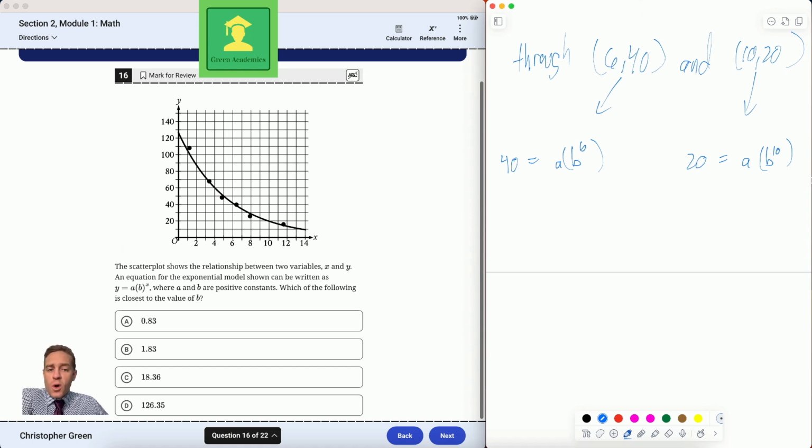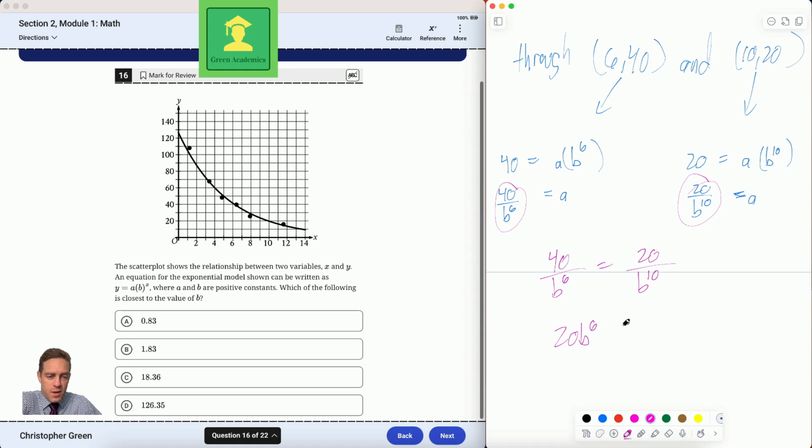Then you could solve through the transitive property by solving them both for a as an apple, for example. So a is 40 over b to the 6th. And then here, a is 20 over b to the 10th. Then by the transitive property, you could set this equal to this. So 40 over b to the 6th equals 20 over b to the 10th. And I'm going to cross multiply here. So 20 times b to the 6th is 40 times b to the 10th.